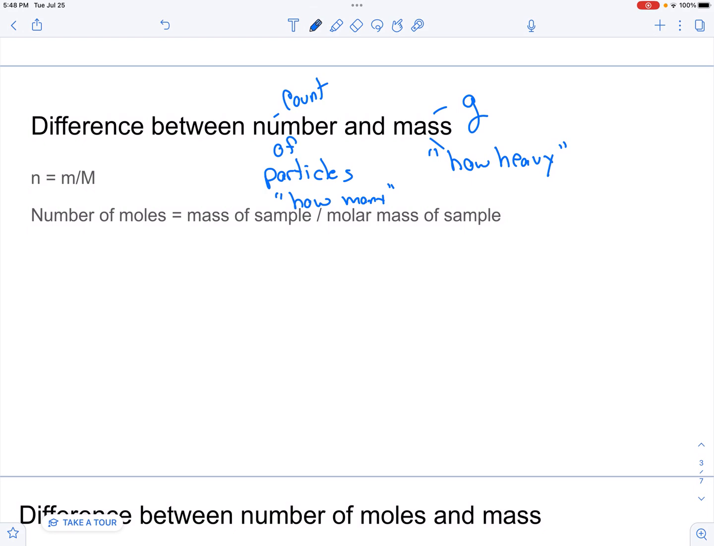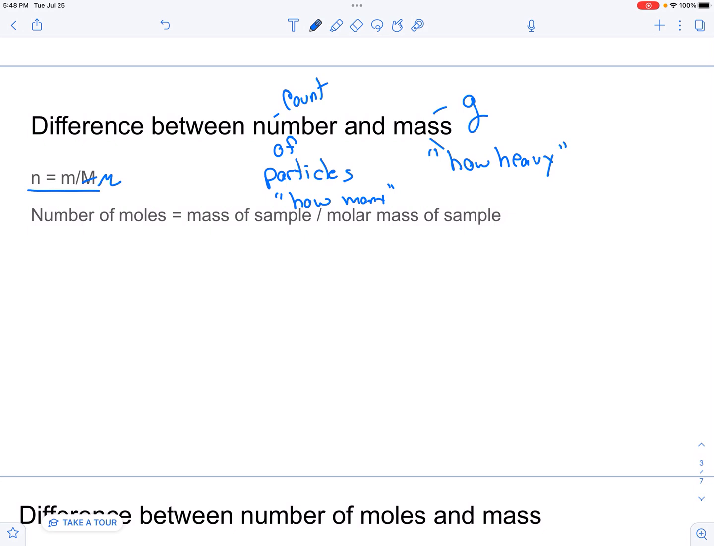Here is an equation that is available for you on your equation sheet. We haven't really used it in JV Chem. We really pushed you toward dimensional analysis, and again, you can do it either way. The equation is n equals m divided by capital M, and many times on the equation sheet this is a fancy looking M. So this is the number of moles equals the mass of the sample divided by the molar mass of the sample.